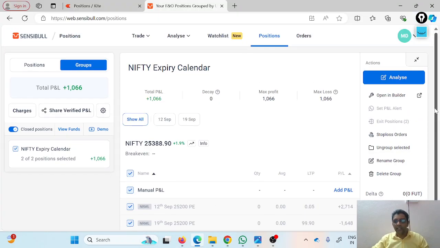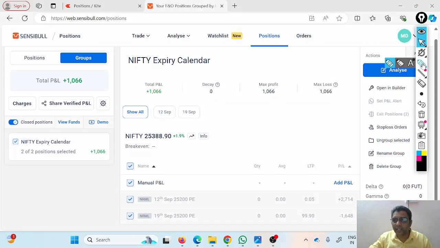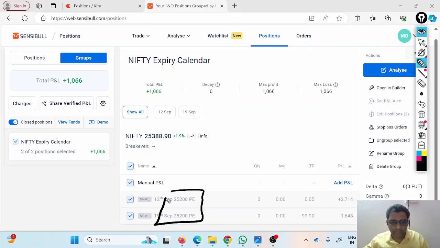What I did, if you see, I deployed a little bit in the money calendar, not deep in the money. I sold the 25,200 put for today's expiry, and I bought the 25,200 put for the next weekly expiry. This is called a classic calendar. Whenever the strike prices for the bought and sold options are the same, it is called a classic calendar, and that too an in the money classic calendar. This will help you in a trending market.